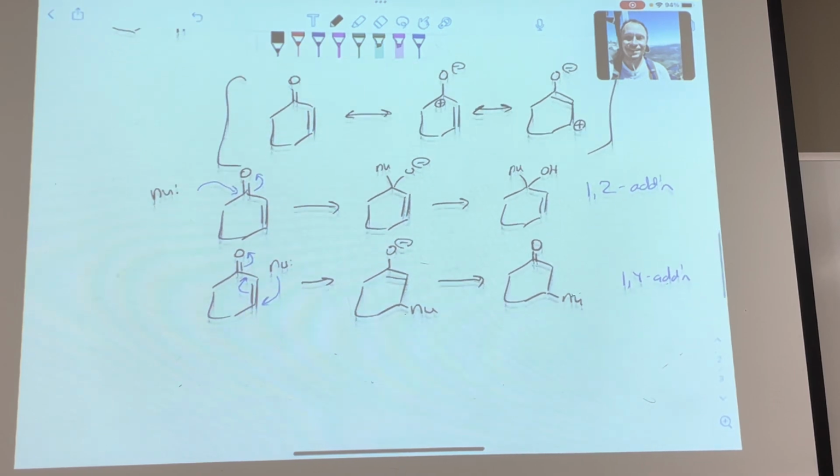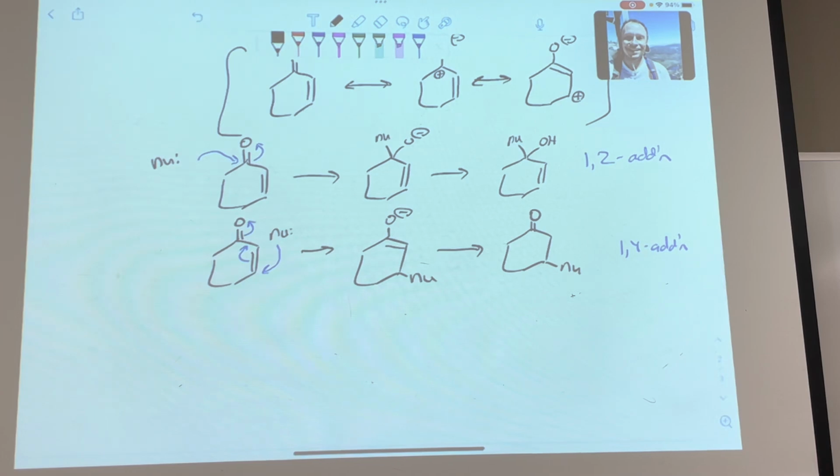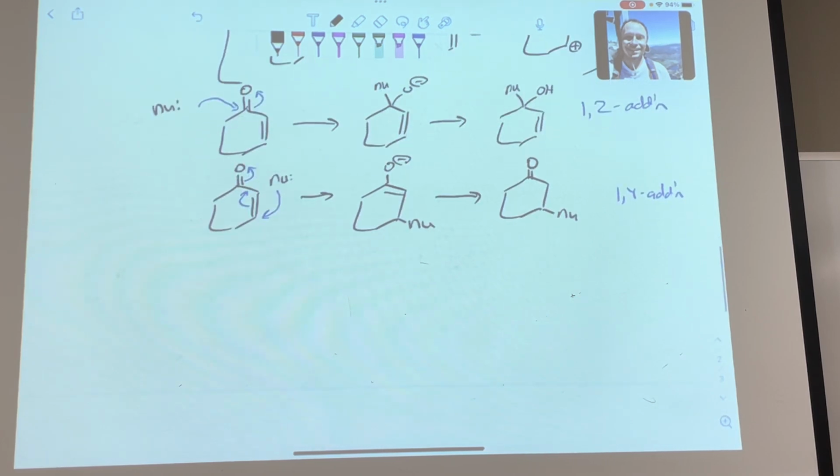Now, that's kind of where we're going with this. What I want to do now is look at what determines whether a nucleophile is going to give you 1,2 addition or whether it gives you 1,4 addition. So one of these happens faster than the other.